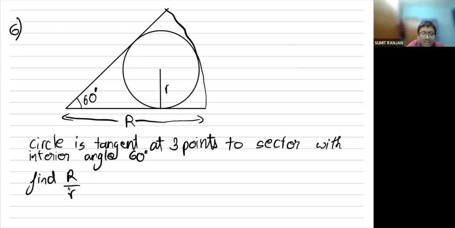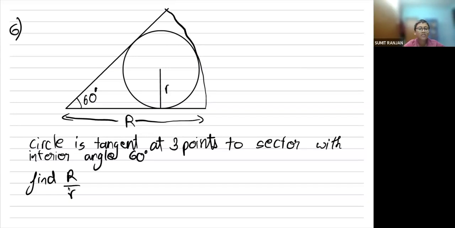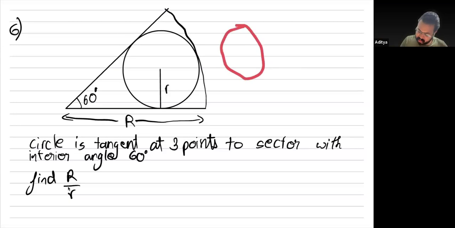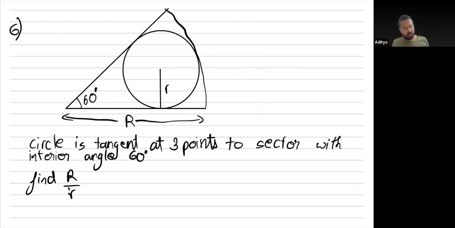Sir, how is it tangent and 3 points? Sir, that part is arc, no? Arcs are a tangent. So the basic concept of tangent over here, you understood or should I explain more? Sir, understood. Like this circle is going like this, another circle, touching at one point.